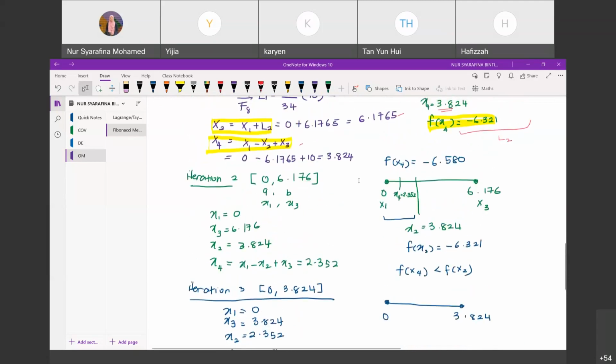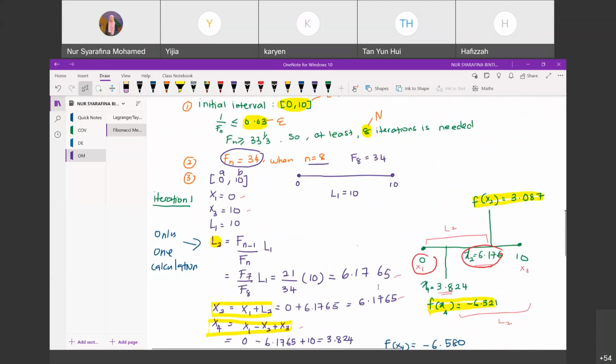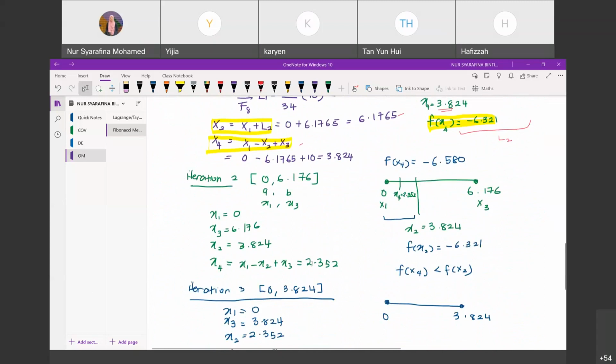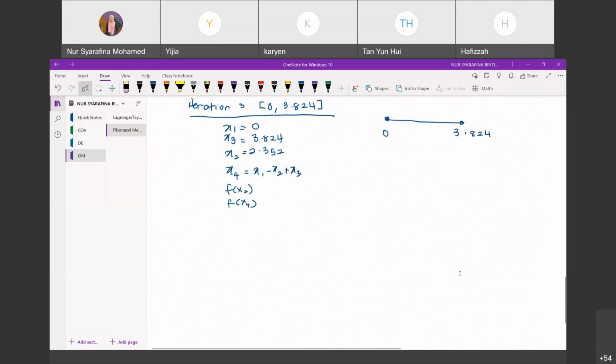What you need to understand is the interval process. Okay, anyone has question? The crucial part is at iteration number 1, right? We have to understand the interval, value of L2, and then the rest you just need to update by looking at the value of fx4 and fx2. Okay, clear? Okay, please proceed.